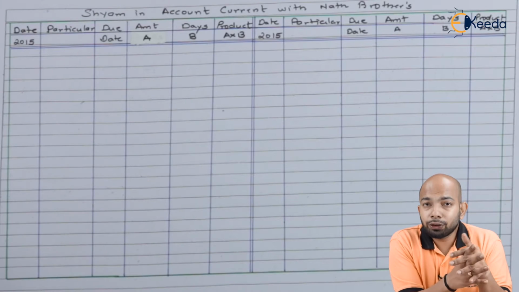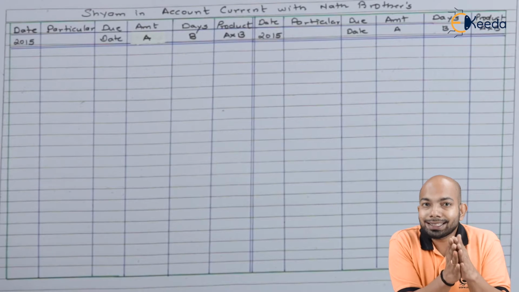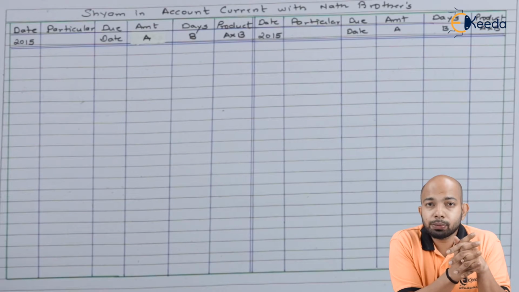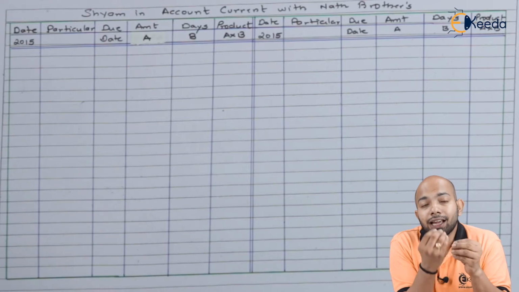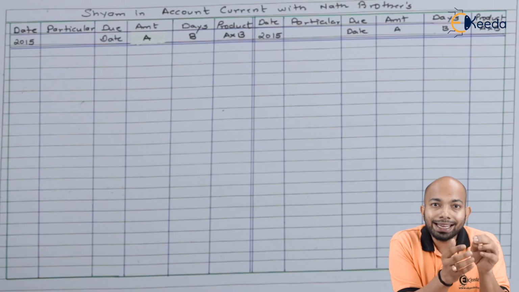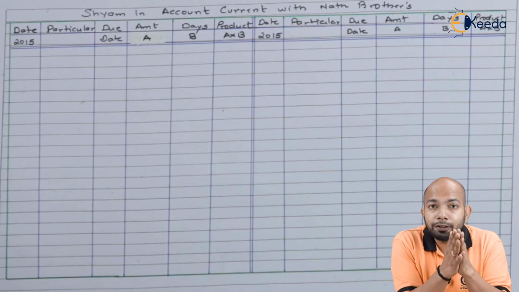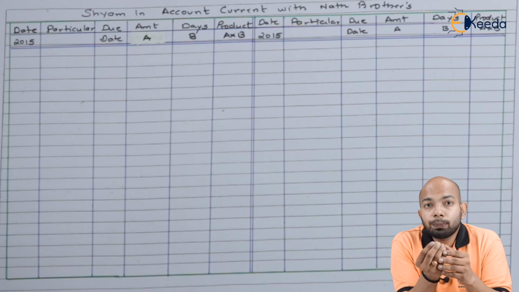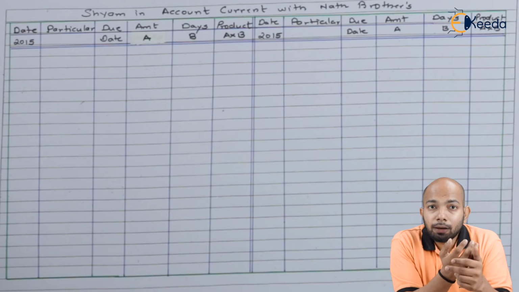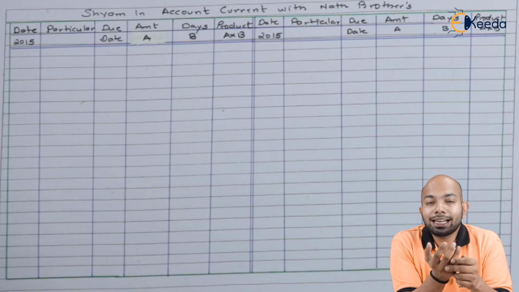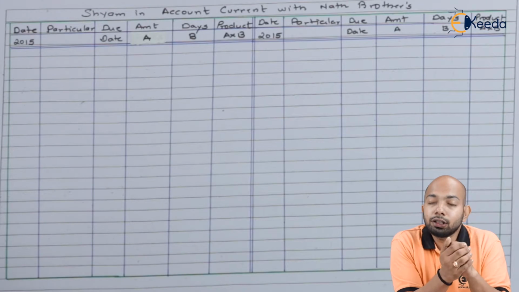So we have prepared the format for your reference. The columns remain the same, only the interest column has been changed to product now. And if you can see, under that product we have mentioned a formula A into B. That means A refers to the amount column and B refers to the days column. So to find the product, you have to multiply every amount by the corresponding days, that means the total days that we have calculated in the working note.